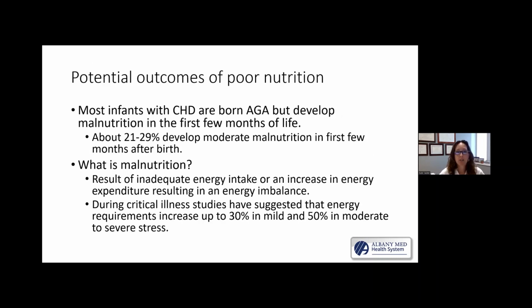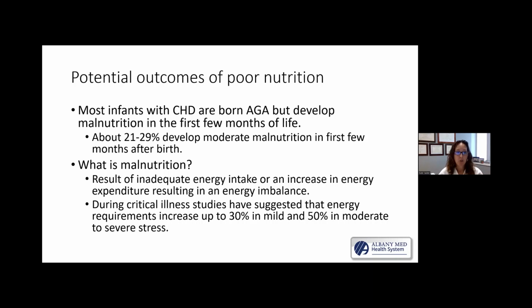So what are some potential outcomes when these babies don't get optimal nutrition? So most of these infants are born appropriate for gestational age. So they've grown well in utero and they come out, and what happens is with poor nutrition after birth, they develop malnutrition in the first few months of life. About 21 to 29% of these develop moderate malnutrition.